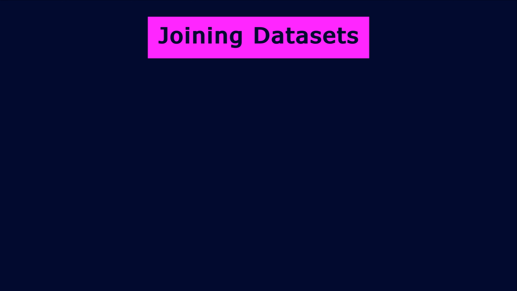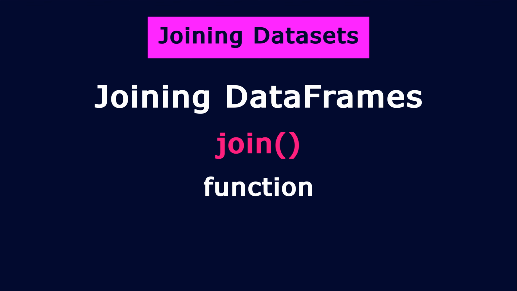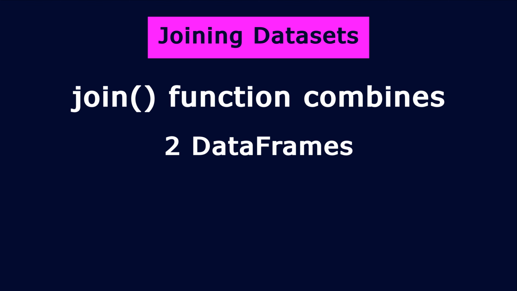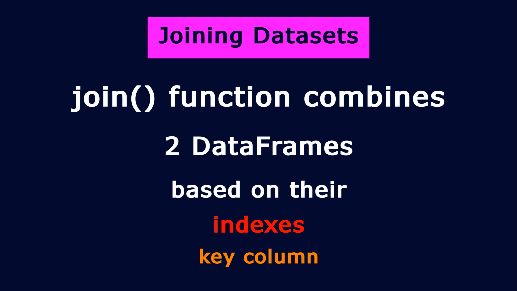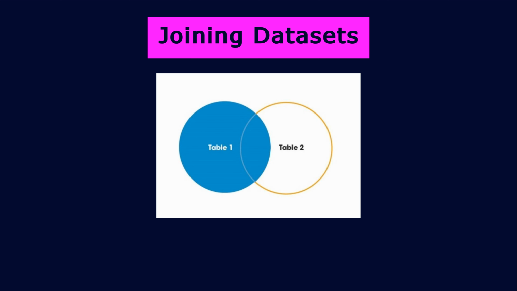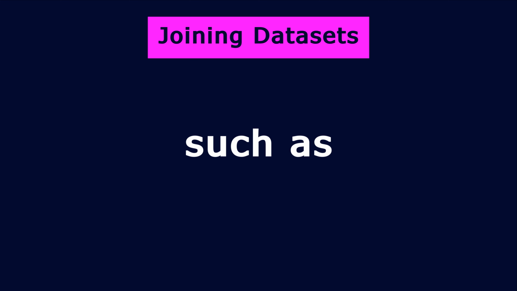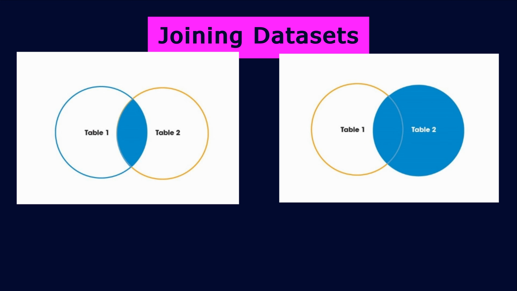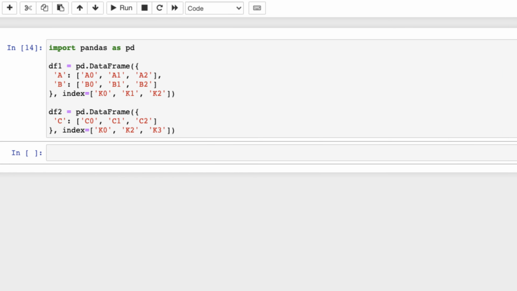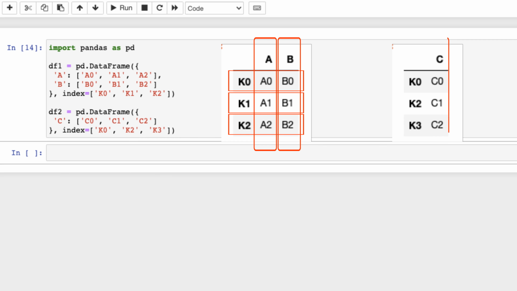Joining datasets. Joining data frames is done using the join function. The join function combines two data frames based on their indexes or a key column. By default, it performs a left join, but you can specify other types of joins as well, such as inner join, right join, and outer join. There are two data frames. The first data frame has 2 columns and 3 rows. The second data frame has 1 column and 3 rows.